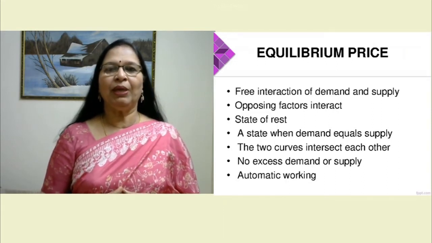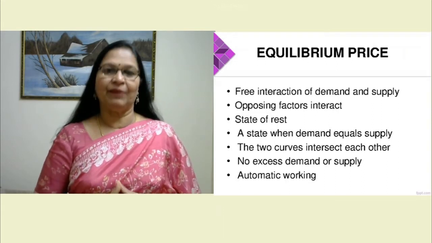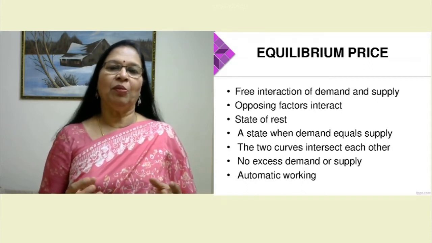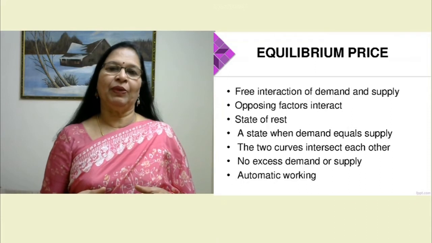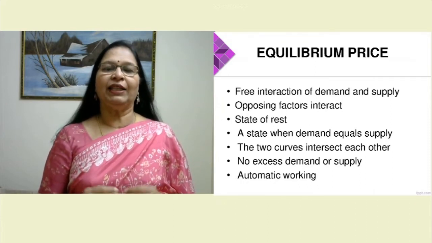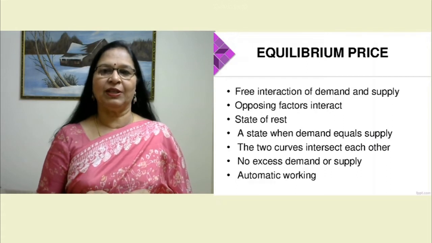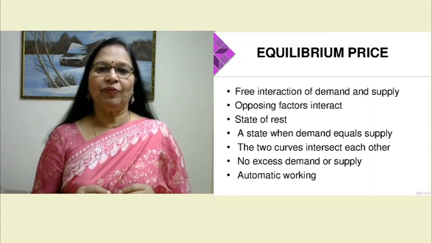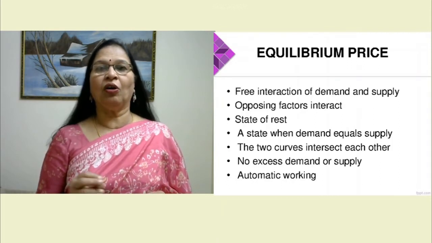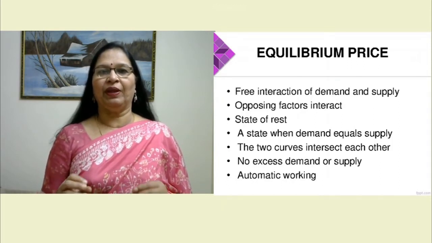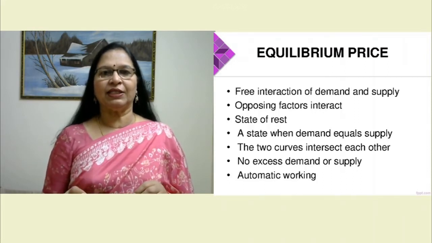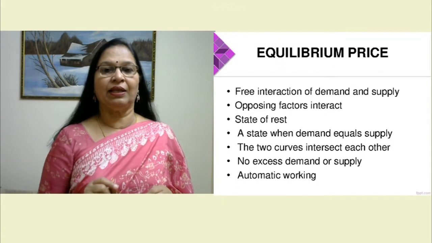And equilibrium is a state of rest. It means the demand and the supply, both these economic phenomena, can interact with each other and then come to a state of rest. So we say that at the state of rest, there is no excess demand or excess supply. In a competitive market, there is no excess demand or excess supply if the price is right.